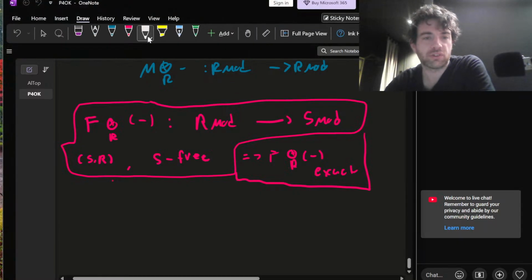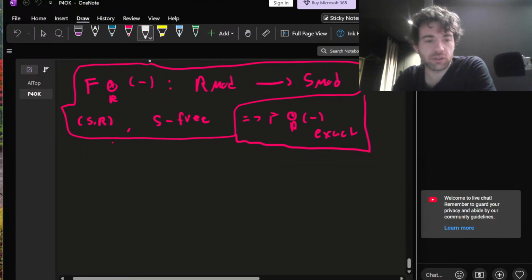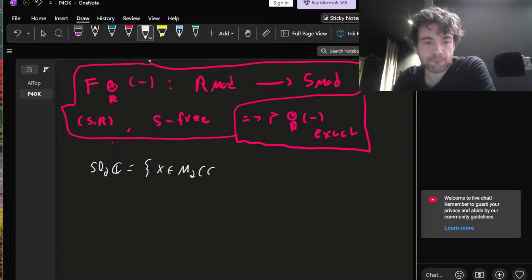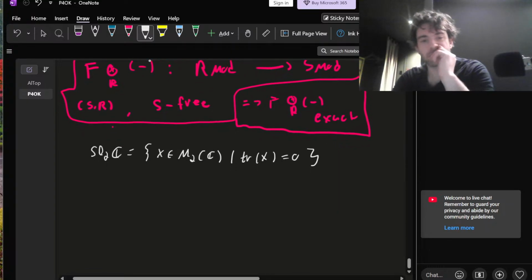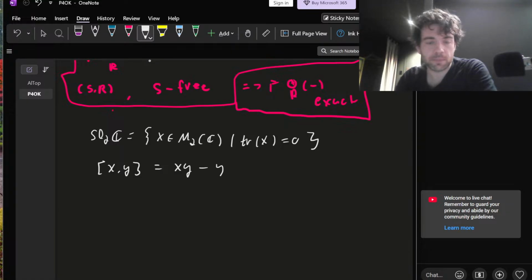Let's talk about the representations of SL2. So let's look at the Lie algebra SL2C. These are matrices whose trace is equal to 0. Well, and what's the Lie bracket on them? It's just the ordinary matrix Lie bracket. So xy minus yx.